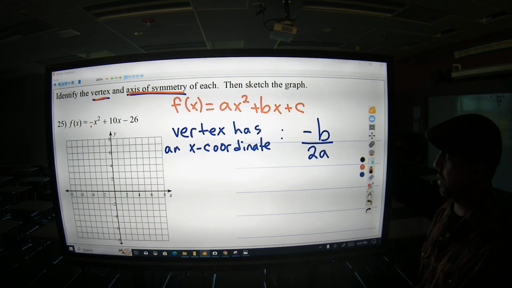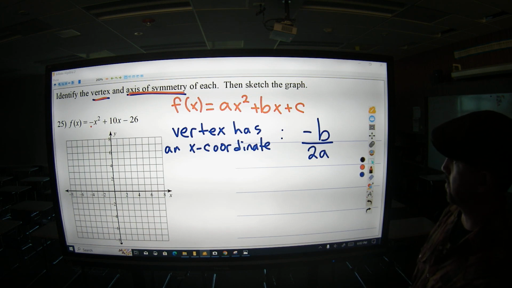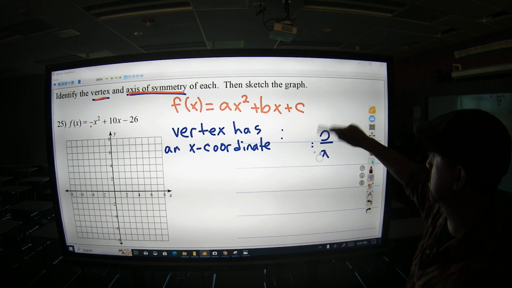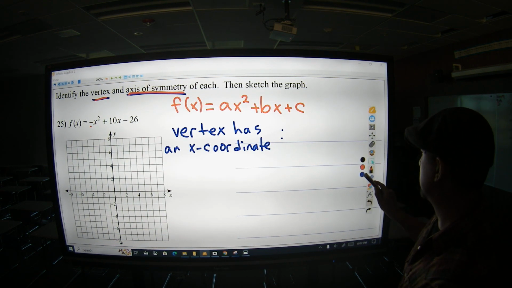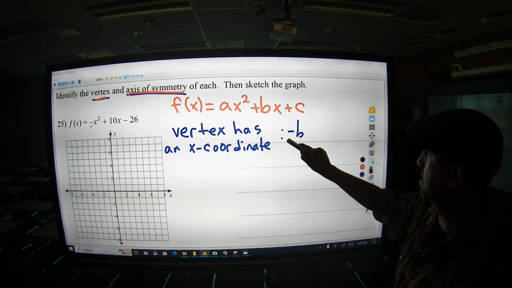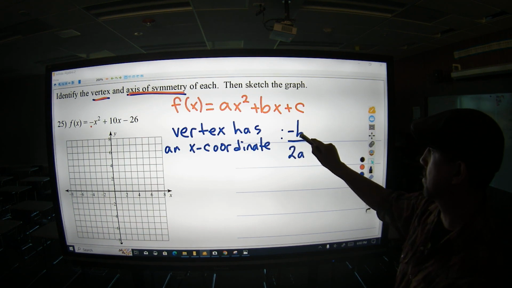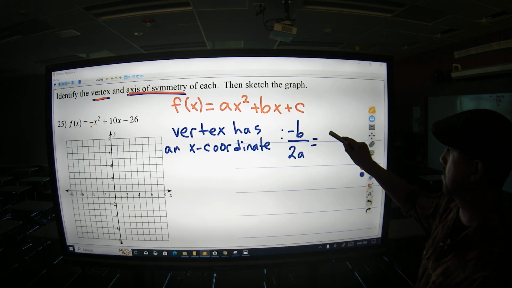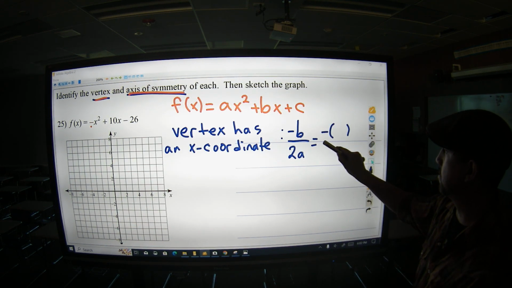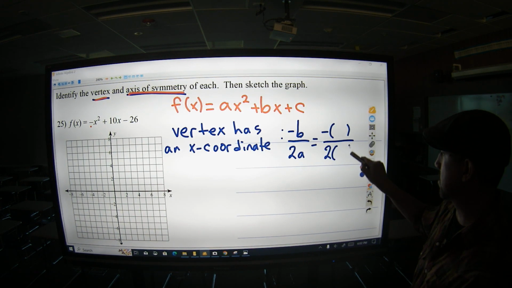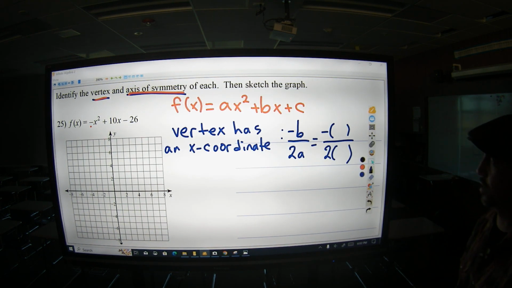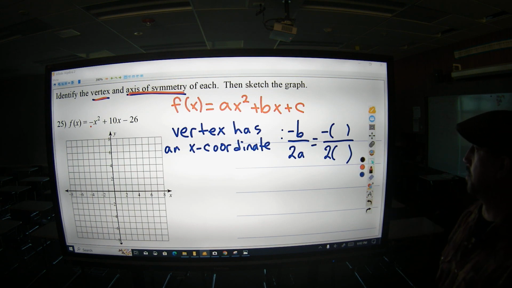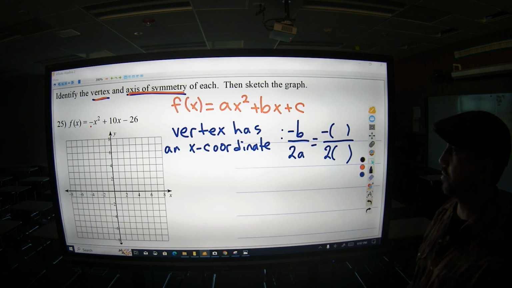So let's plug in these values and figure out what it would give us. In this case, we have negative b over 2a, so let's give ourselves a little more room to work on the same line here. One thing I'm going to show you to make sure that you don't mess up with negatives is that when you're replacing variables, always put a blank parenthesis in that step. This will stop you from making a mistake and dropping a negative. In this case, we don't have one, but it's still a good practice.